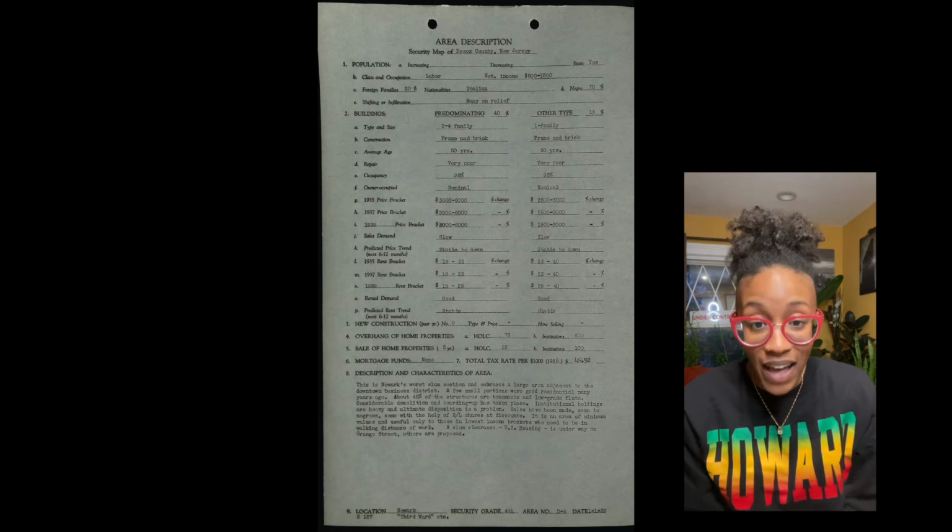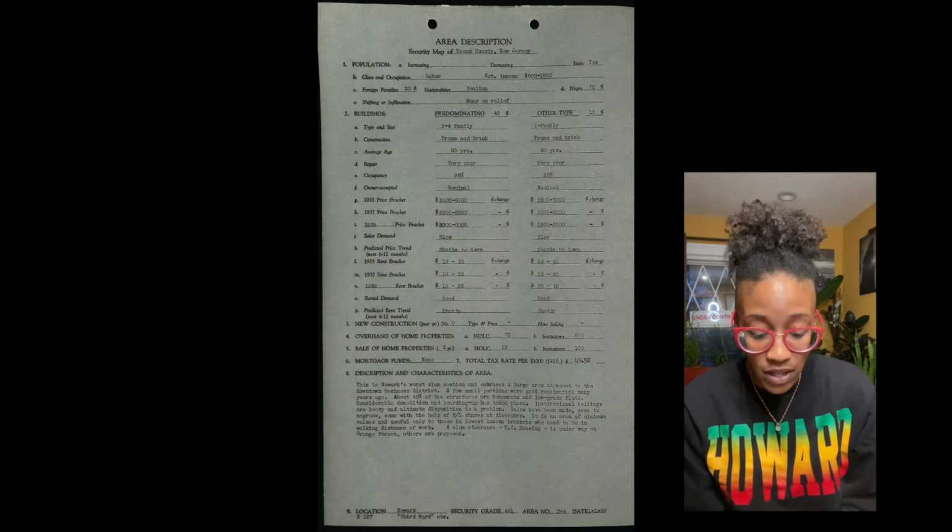New construction, under number 3: in the past year, 0 new homes were built. Number 6, mortgage funds: none. That is redlining, folks. No mortgage funds available.